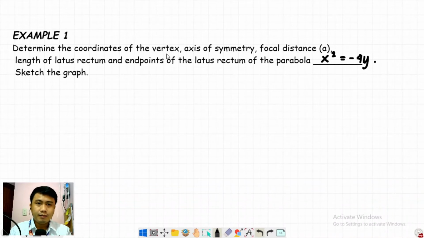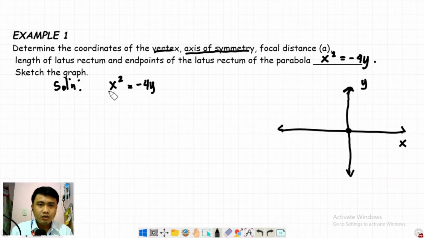Determine the coordinates of the vertex, axis of symmetry, focal distance a, the length of the latus rectum, and endpoints of the latus rectum of the parabola. Okay, solution, x squared is equal to negative 4y. Ang una muna natin hanapin is the value of our focal distance. Okay, so yung a mismo.